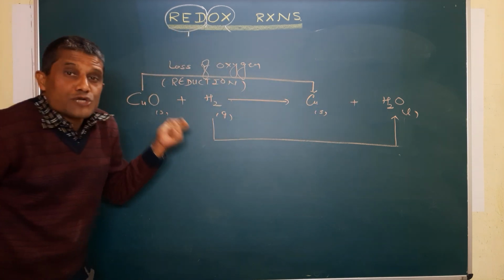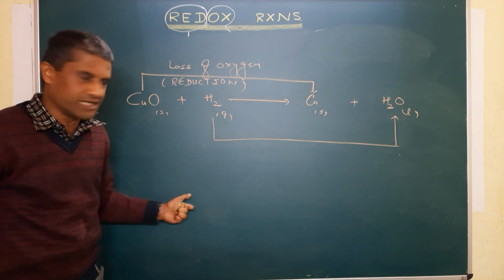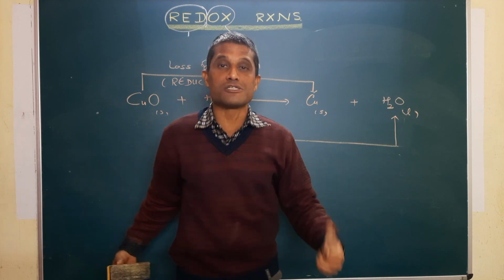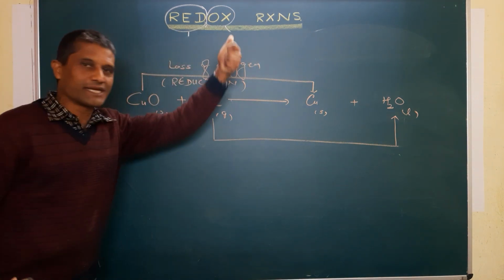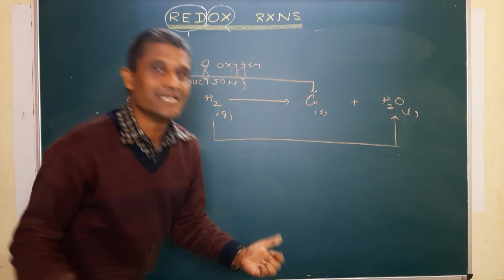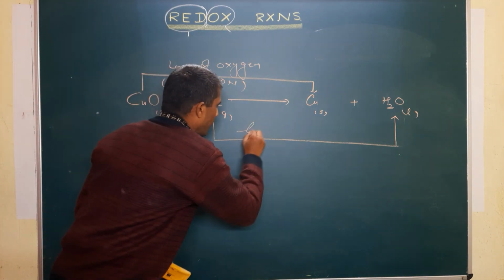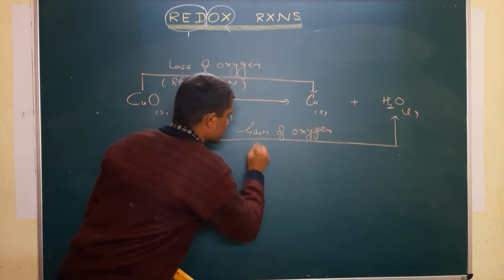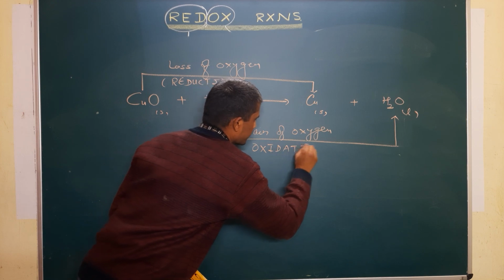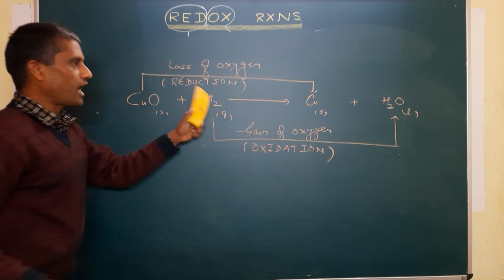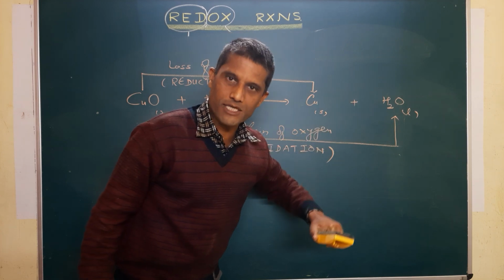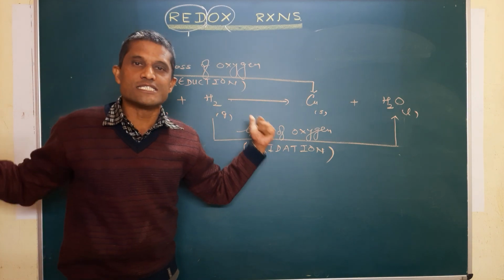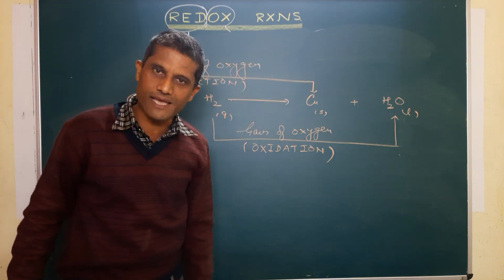What are you noticing here? A change. Here it is only hydrogen, but here hydrogen is in the company of oxygen to give you water. It means during this chemical reaction, hydrogen has gained oxygen. Gain of oxygen is known as oxidation. It means hydrogen got oxidized into water. So reduction and oxidation are going on simultaneously, and hence this is also an example of a redox reaction.